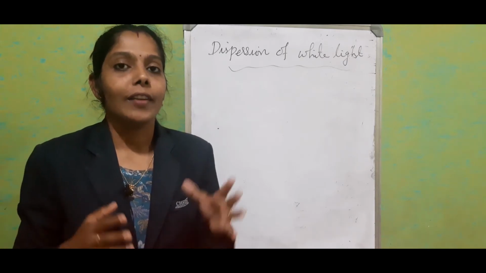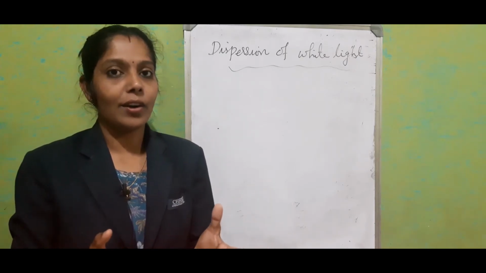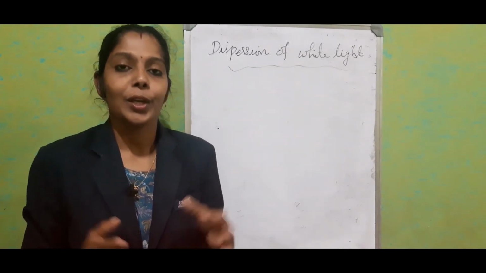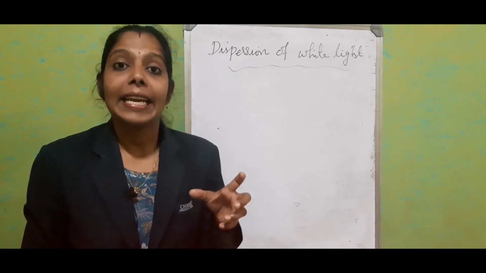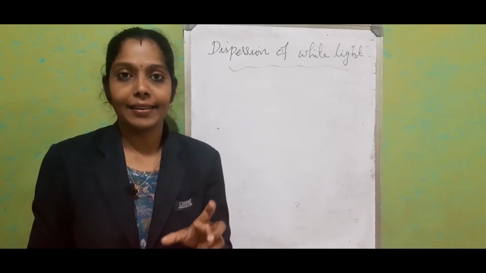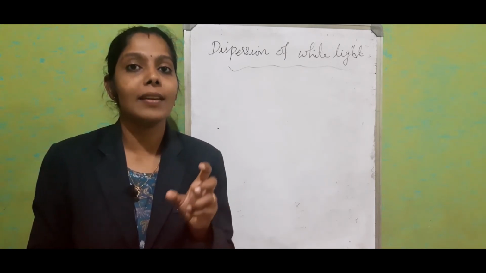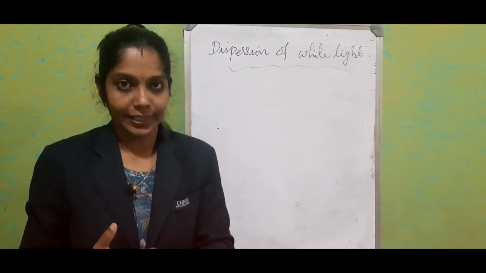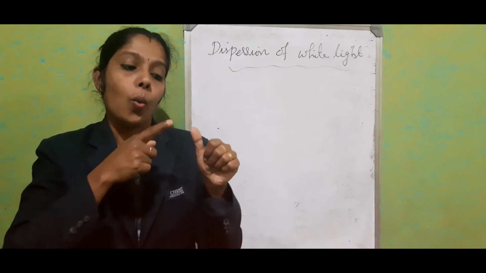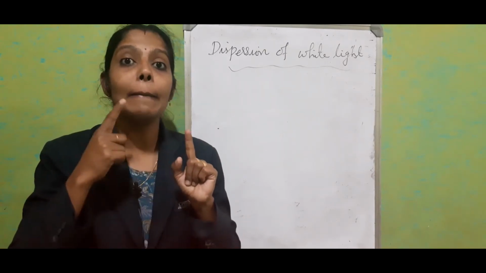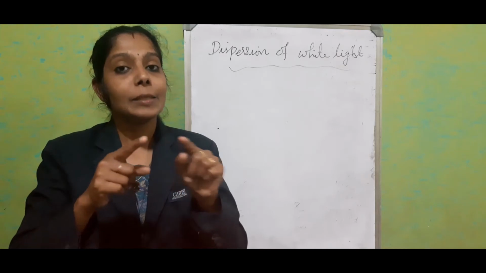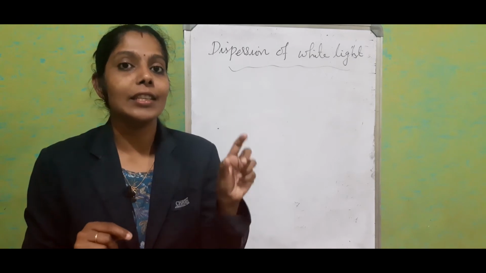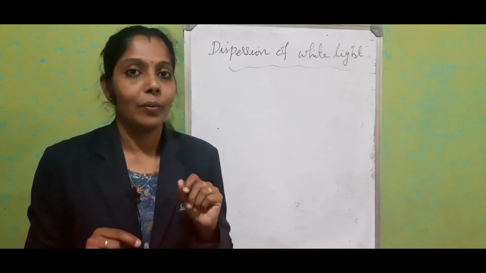We can define that process as dispersion. Dispersion is the splitting of white light into its different constituent colors when it passes through the prism. The condition is that white light should pass through the prism. The prism splits the white light into different constituent colors. That process is known as dispersion of white light.